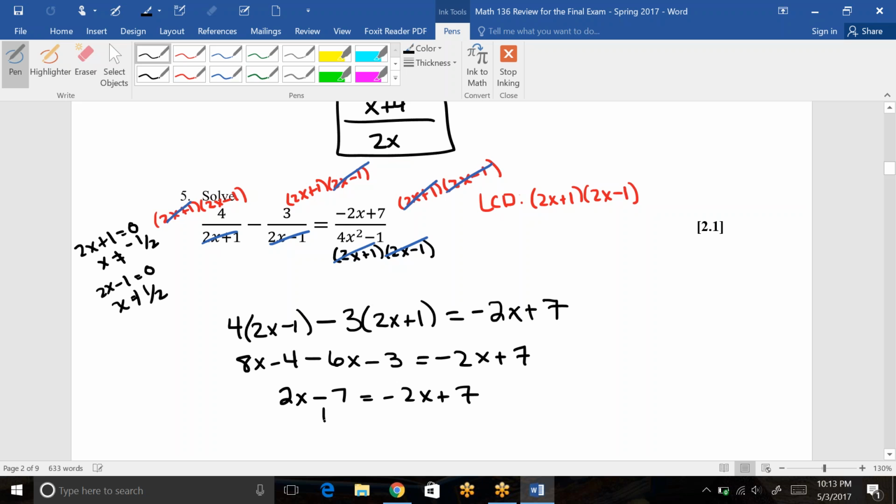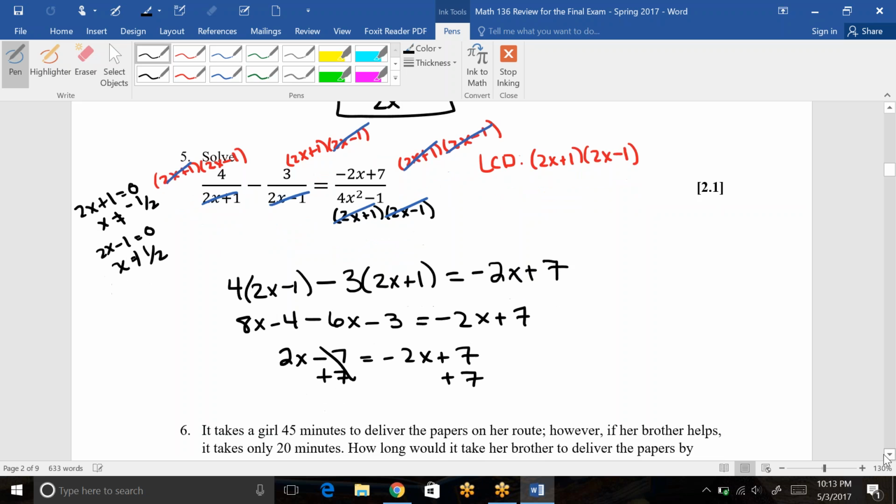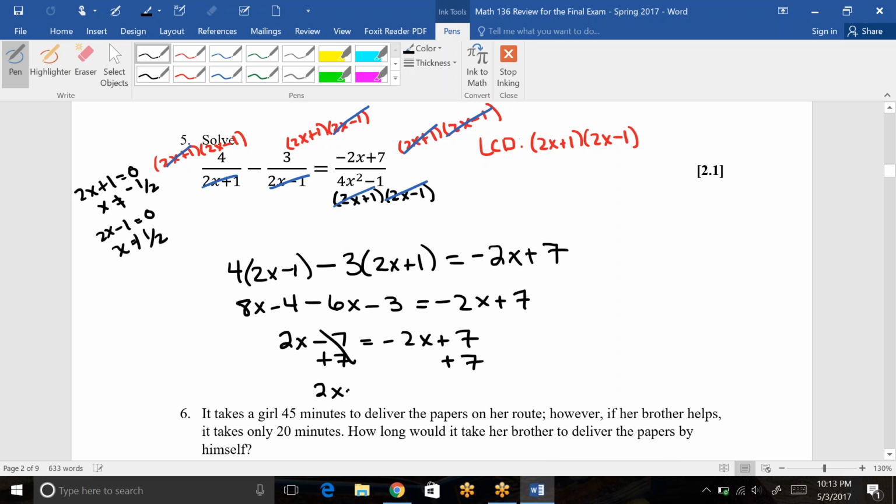Be careful when you're moving things over here. A lot of people will cancel things out, but they don't actually cancel. This would be 2x equals negative 2x plus 14. Add 2x over, so nothing actually cancels out. We still have our x's, in other words. So this is 4x equals 14. Divide by 4. Reduce that down, x equals 7 over 2. And that is not negative 1/2 or 1/2, so the answer is okay.